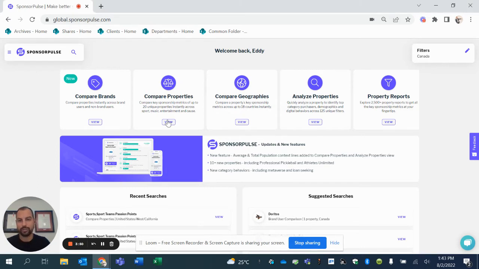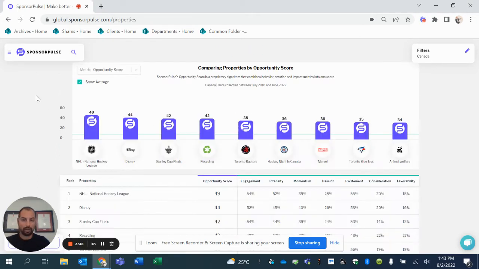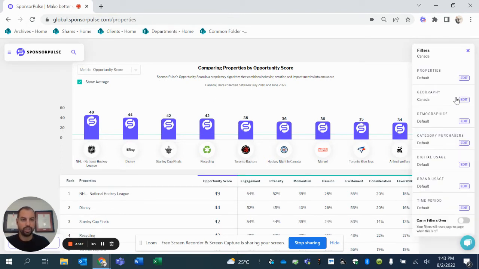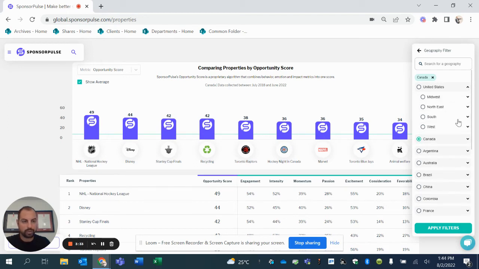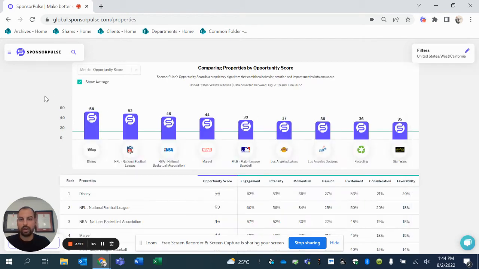Now, the first thing we're going to do is select compare properties. Sponsor Pulse will automatically default to the geography that you have set. In my case, it's Canada. So the first thing we want to do is change that. We don't want the Canadian market. We're going to drop down from the USA, West region, and we want specifically California. So right now we're looking at the strongest areas of opportunity in the state of California across the general population.